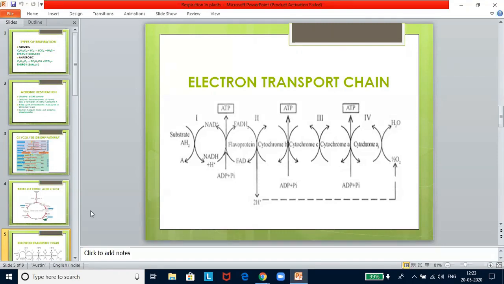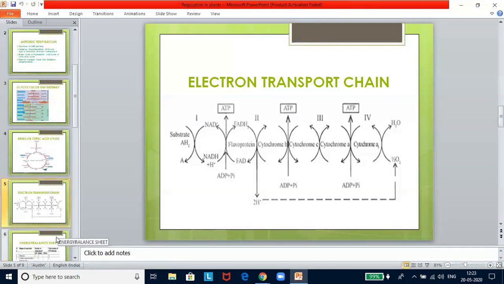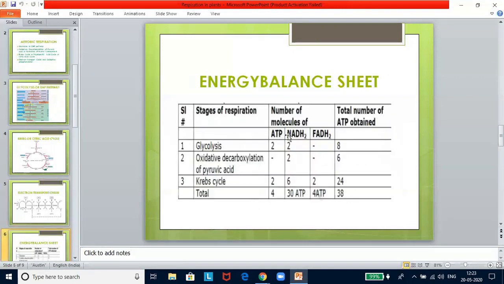Now, let us look at the energy balance, that is the balance sheet of the process. Complete oxidation of one glucose molecule will yield a net gain of 38 ATP. Out of 38 ATP molecules, 4 ATPs are formed by direct substrate level phosphorylation, 30 ATPs through oxidation of NADH2 and 4 ATPs through oxidation of FADH2.